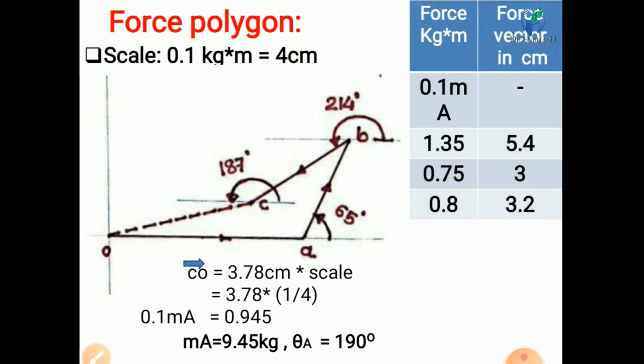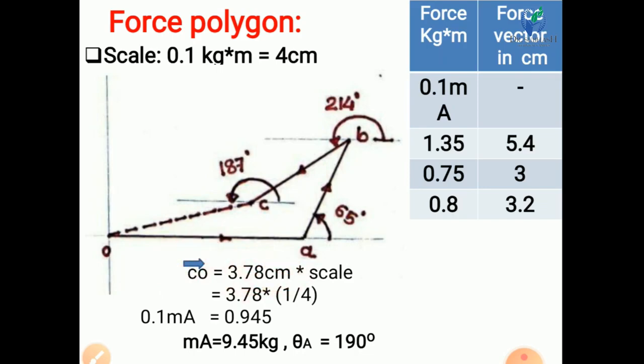Then we draw another line having 3 centimeter length at 65 degree, because theta c is known from the couple polygon. Then again we draw a line having 3.2 centimeter length at 214 degree. It is theta d. Now we close this polygon. So we obtain CO, and we measure CO. We obtain CO as 3.78 centimeter.